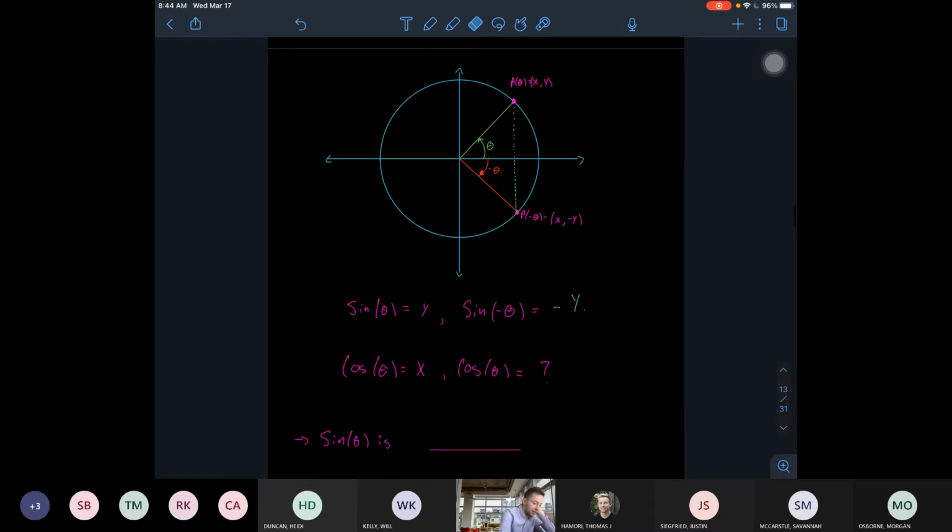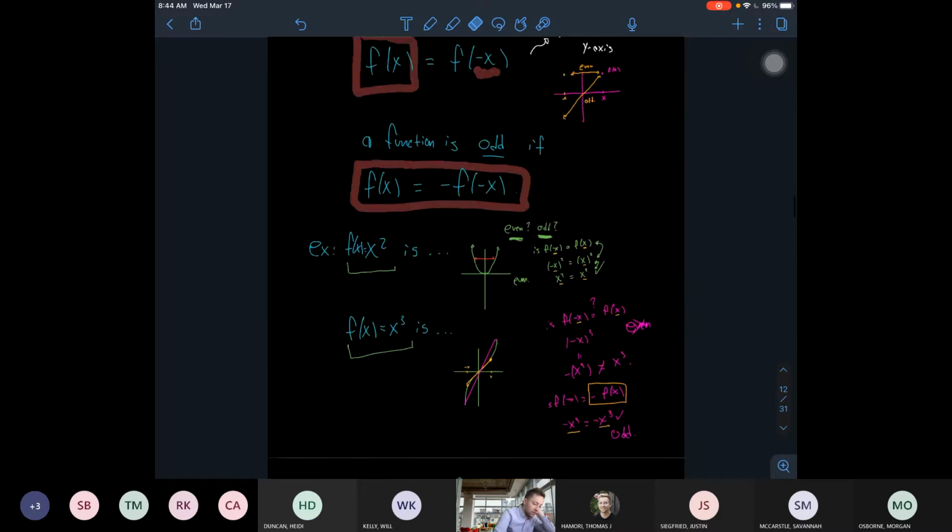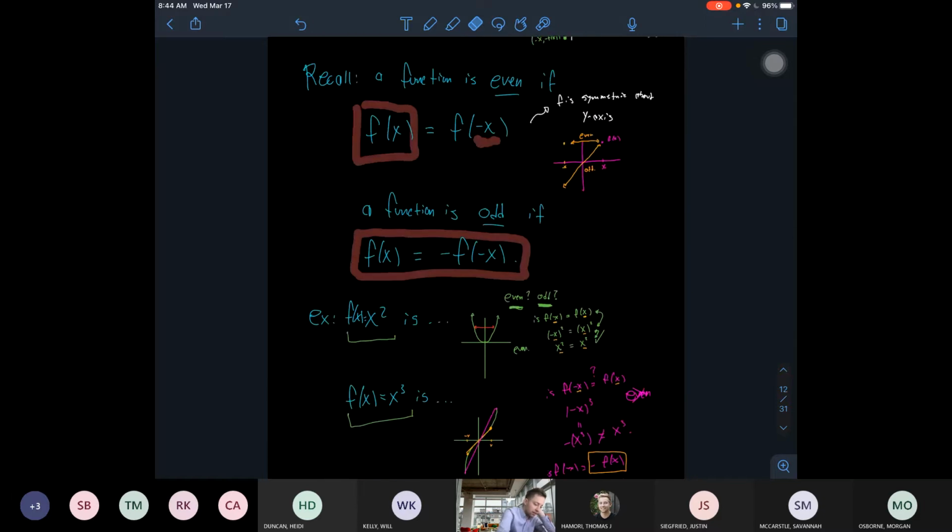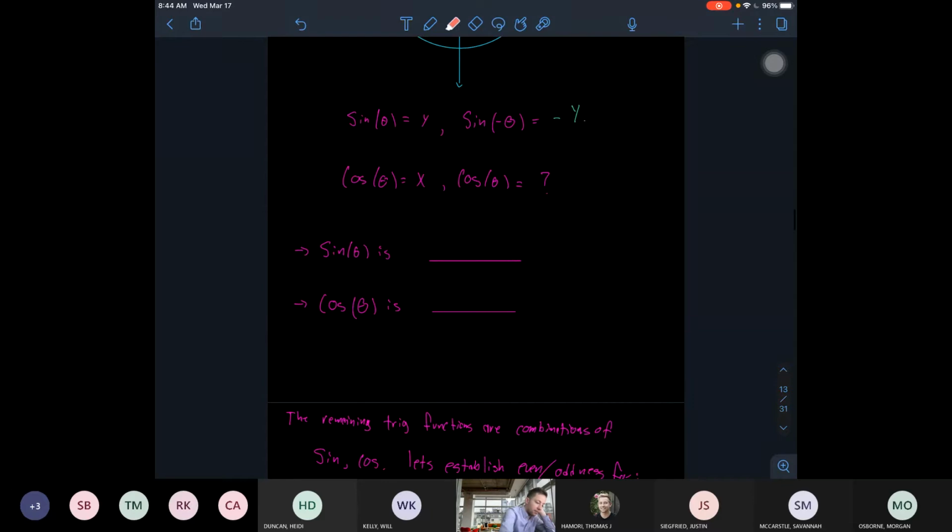This was the definition of oddness, okay? We have sine of theta equals y and sine of negative theta equals negative y. That was the definition of oddness. You can see it right here: f of x equals negative f of negative x. That's exactly what we just showed. So this function is odd.